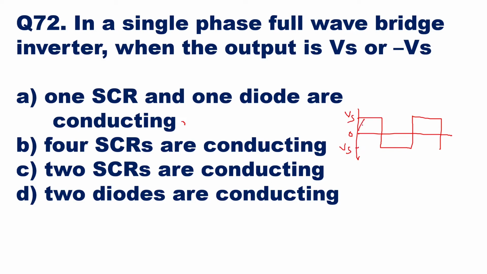Now to obtain this part, two SCRs have to conduct. To obtain this part, the other two SCRs have to conduct. To obtain this part, the first two SCRs have to conduct. So like this, two SCRs are conducting when the voltage is Vs or minus Vs. So here, option C will be the right answer. That is, two SCRs will be conducting. So option C is the right answer here.